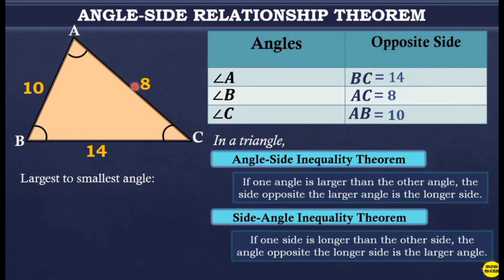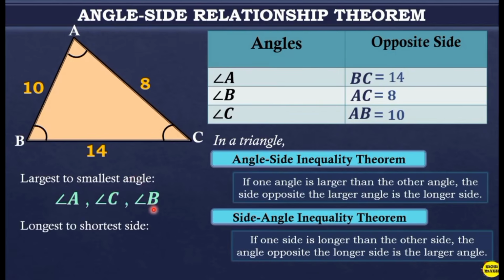Yes. Because the largest angle is always opposite the longest side. So, if this is your longest side, it means the largest angle is angle A. Since this is your shortest side, this is the smallest angle. So, that is the smallest. Therefore, this angle C is in the middle. So, angle A, angle C, angle B.